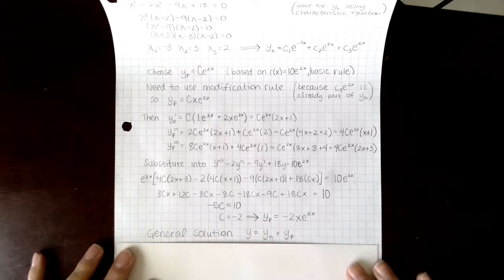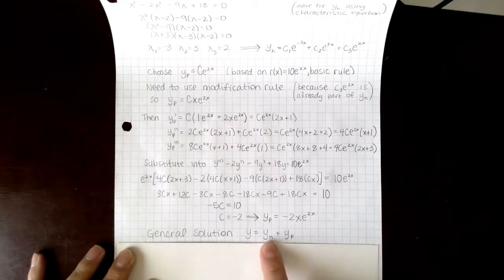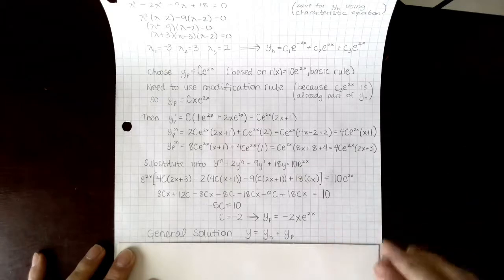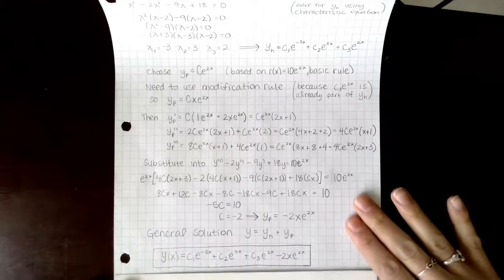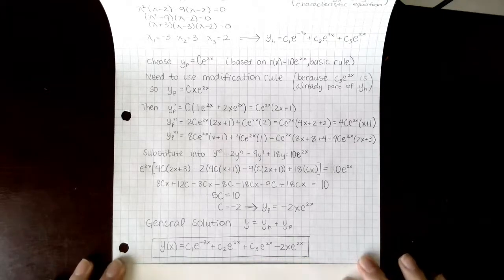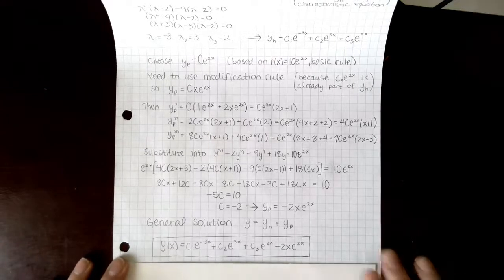We can go ahead and plug that back in for our general solution, adding up the y sub h and the y sub p parts. So we're going to add up this part and put it together to make our final general solution as follows. Right here we have y of x is equal to c1 e to the -3x plus c2 e to the +3x plus c3 e to the +2x minus 2x e to the 2x. We were not given any initial conditions for this, so this is as good a solution as we're going to get. I hope that makes sense.